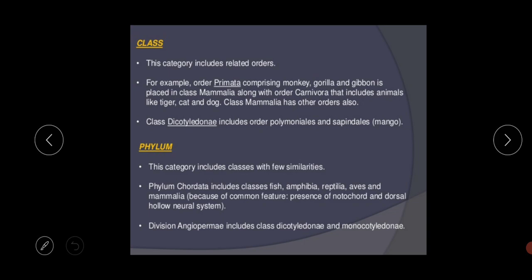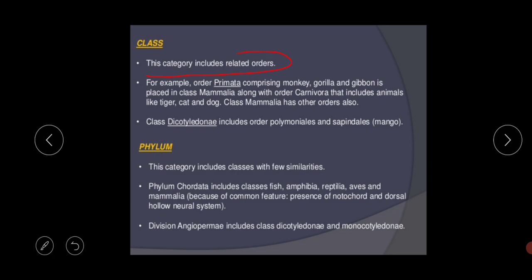Next thing is the class. This class is a major category made up of one or more related orders that possess certain similar correlated characteristics. So I am repeating again, what is the basic thing of the class? This category includes the related orders. So the accumulation of some characteristics of the orders actually makes this class category.